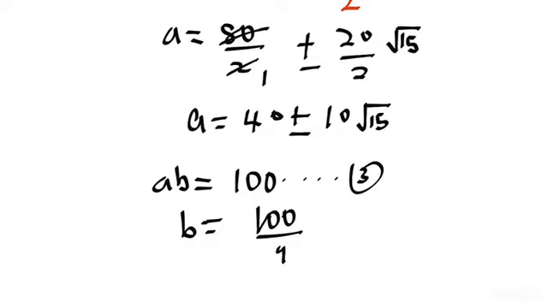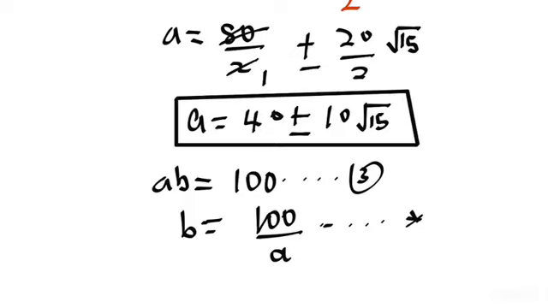100 all over A. Are you getting it? 100 over A. So we have 100 over what? Over A. So this is 100 over A. Let's call this equation star. So now what are we going to do? We've already gotten here, these are the values of A. Are you getting now? We have the values of A.